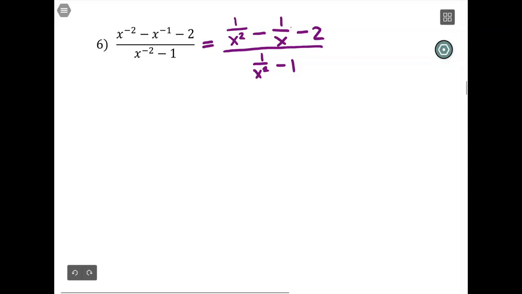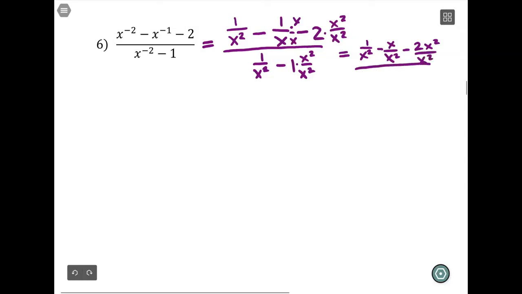It's going to be x squared on both the top and the bottom. So we're going to multiply by an x over x and an x squared over x squared. And then on the bottom, we'll just need to multiply that 1 by x squared over x squared. So we're going to get 1 over x squared minus x over x squared minus 2x squared over x squared, divided by 1 over x squared minus x squared over x squared. I have stuff in the way on my screen, so I have to scrunch a little bit.